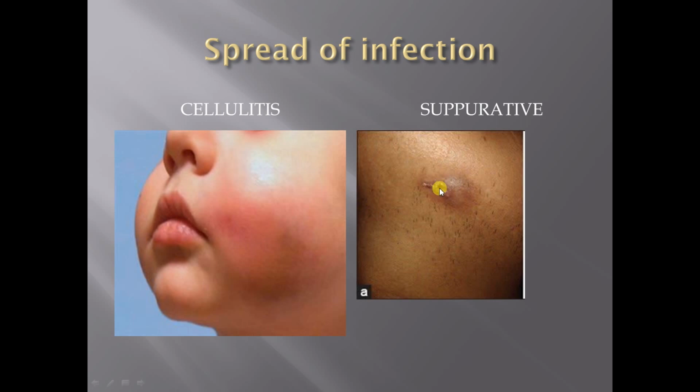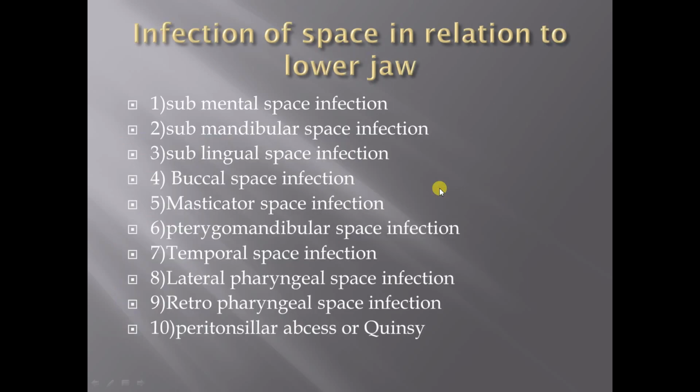is very clear. Infection of space in relation to the lower jaw. We have many spaces in the lower jaw that can be infected, but the most common and most important, which I will speak about, are submental space infection, submandibular space infection, and sublingual space infection.